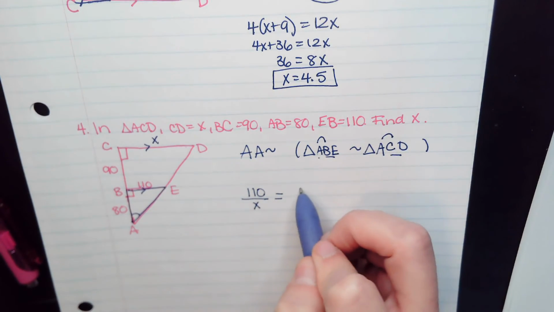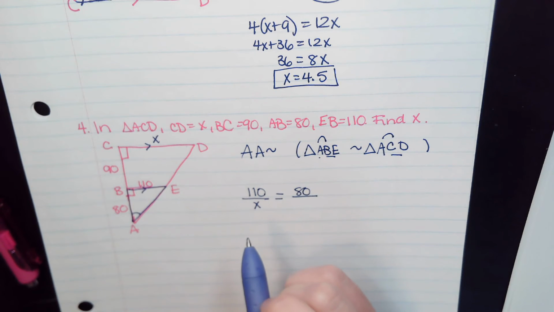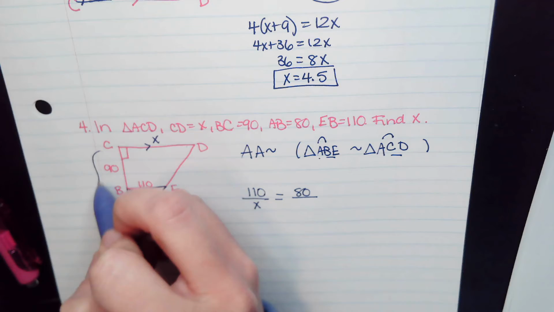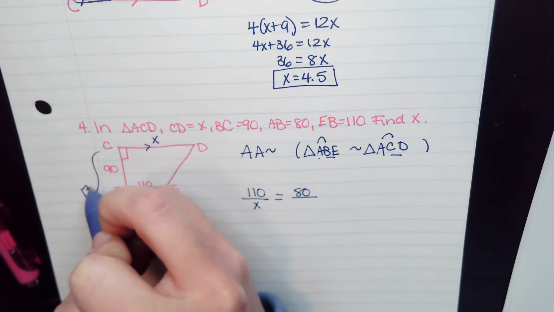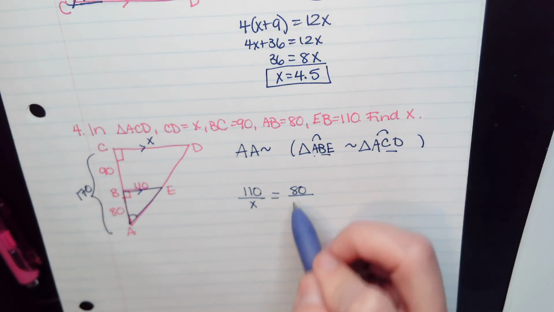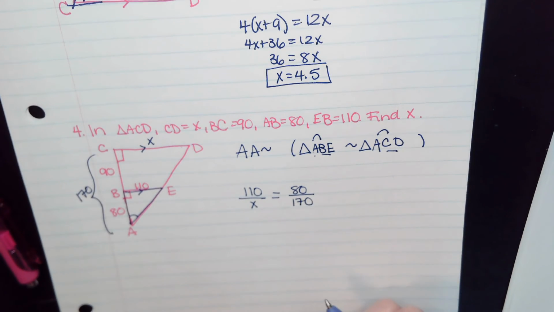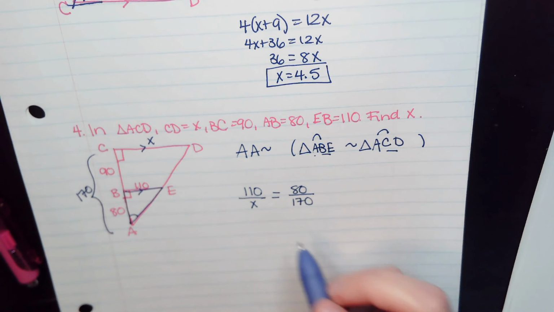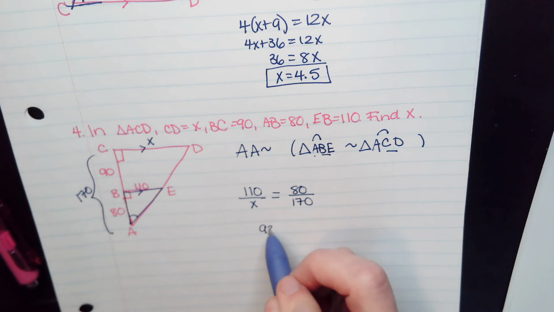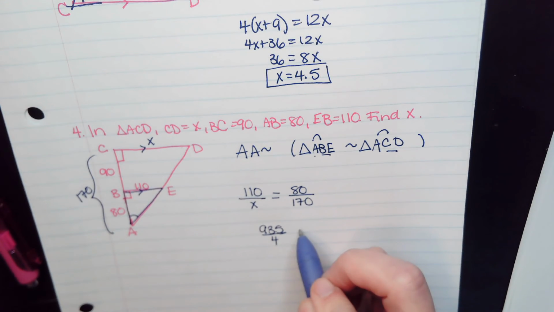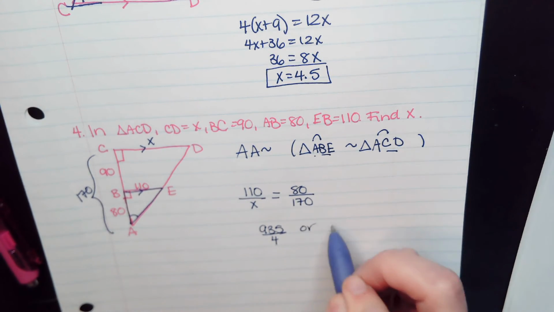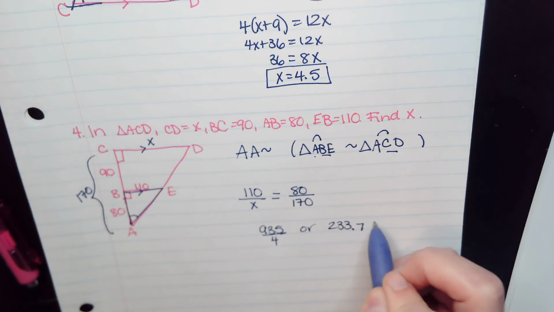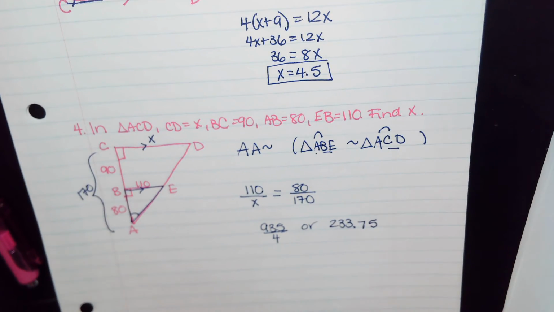So AB is 80, and then AC, you would have to add those together to get 170, and then you would put 80 over 170. And then you would cross multiply, and you can leave it as a fraction or a decimal. So that leaves you with either 935 over 4 or 233.75.